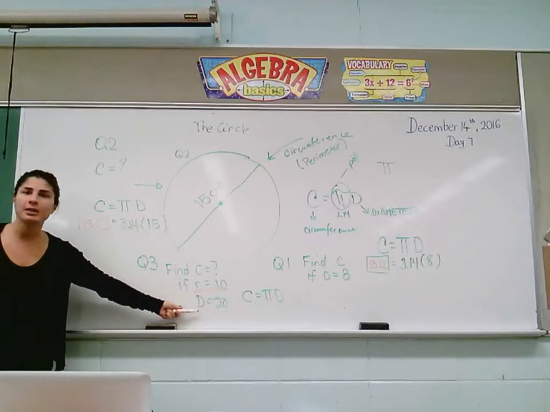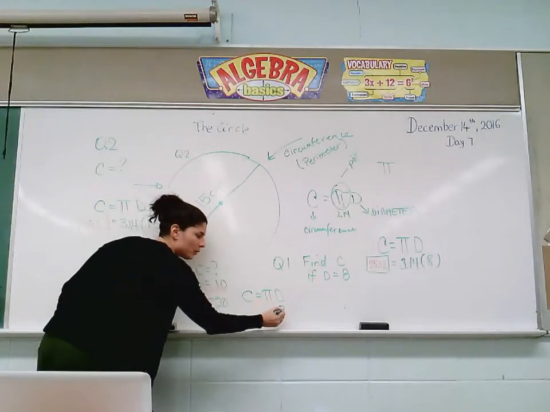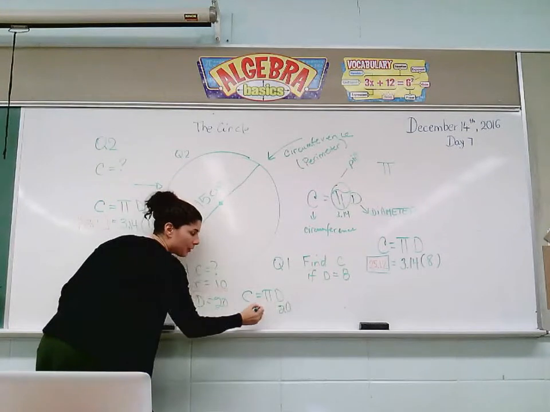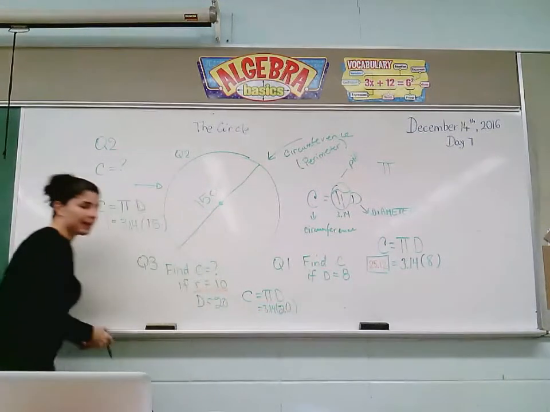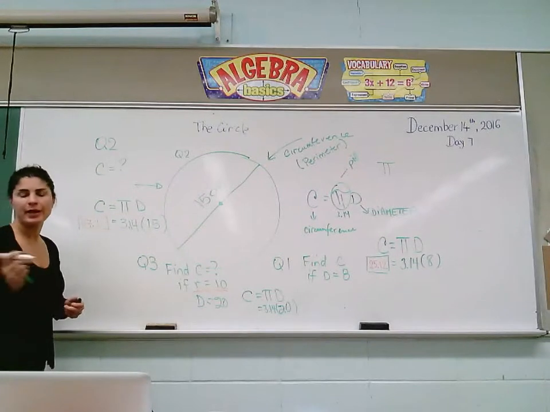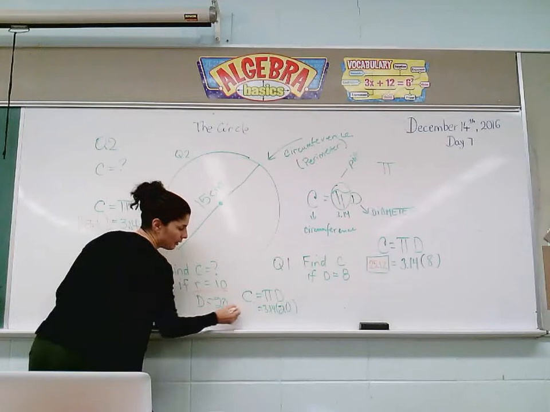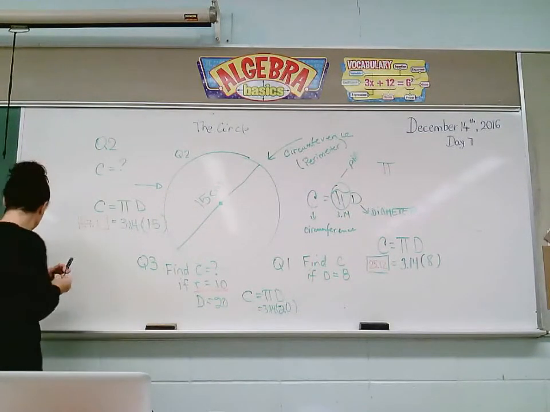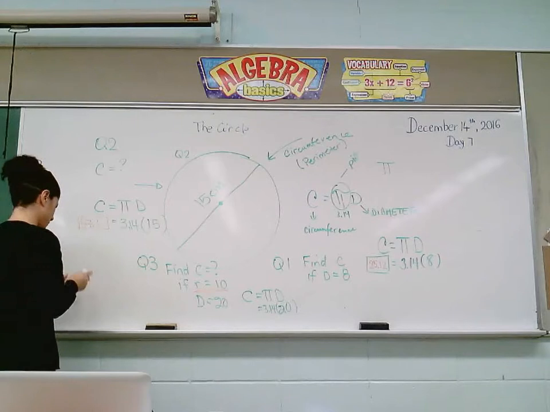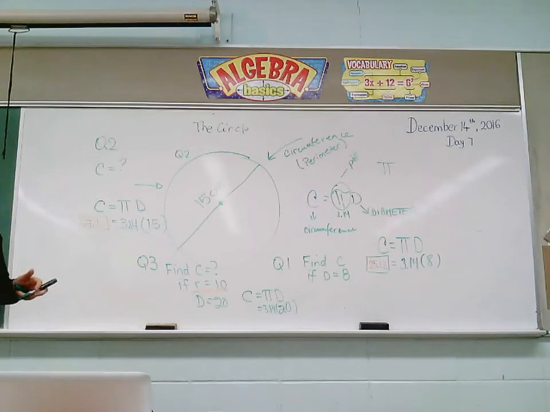What did I do? I doubled it. And now, I take the 20, I place it where the D is. I put 3.14 times it, and I'm going to get the answer, 62.8. Let me do this in blue, but you all get it. 62.8 is the answer to that.